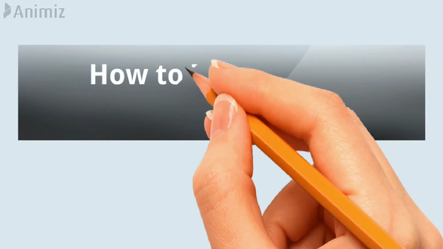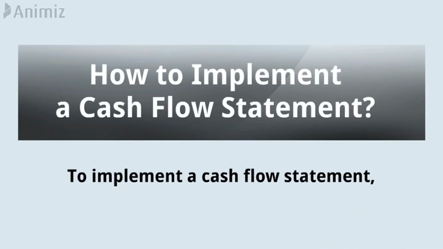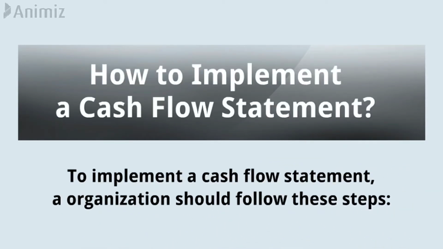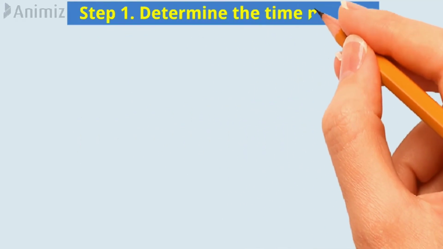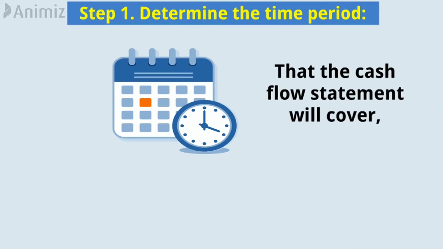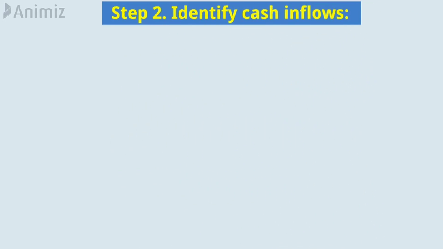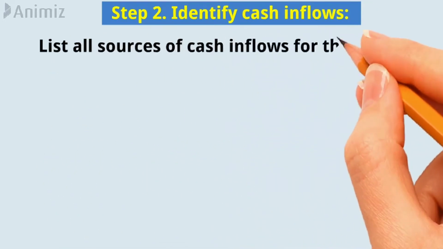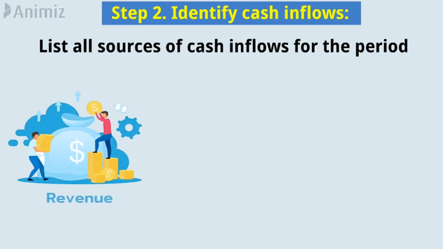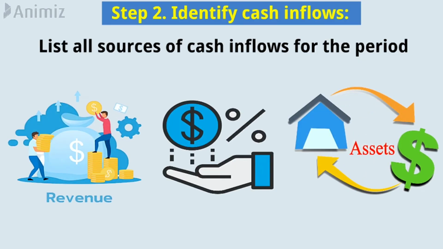Let's discuss how to implement a cash flow statement. To implement a cash flow statement, an organization should follow these steps. Step 1. Determine the time period. Decide on the time period that the cash flow statement will cover, such as a month, quarter, or year. Step 2. Identify cash inflows. List all sources of cash inflows for the period, such as sales revenue, interest income, and proceeds from the sale of assets.